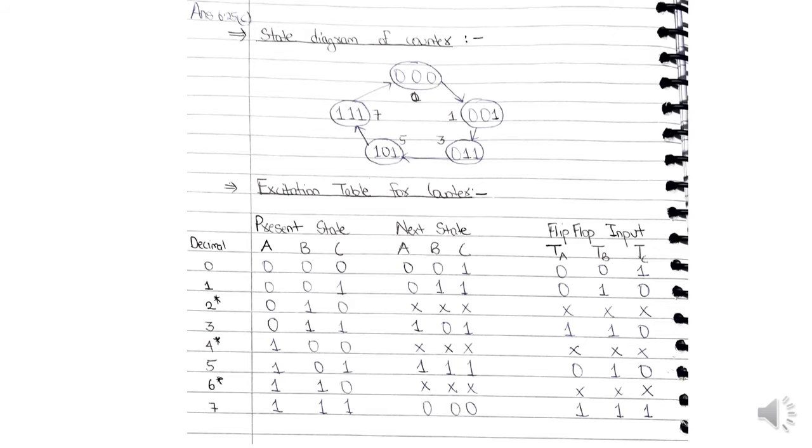After drawing the state diagram, the next step is to draw the excitation table for the counter. The excitation table contains 3 columns: present state, next state and flip-flop input. The present state column represents the present states, the next state column represents the next state relative to the present state in the first column, and the flip-flop input is the input that brings the next state from the present state.